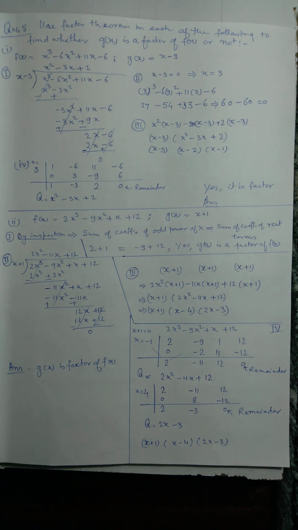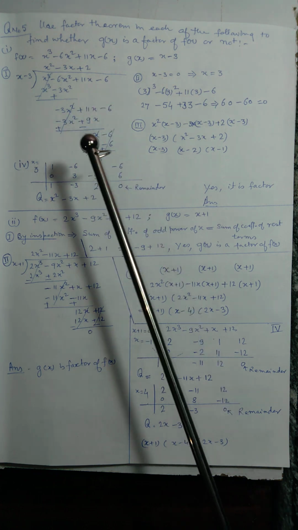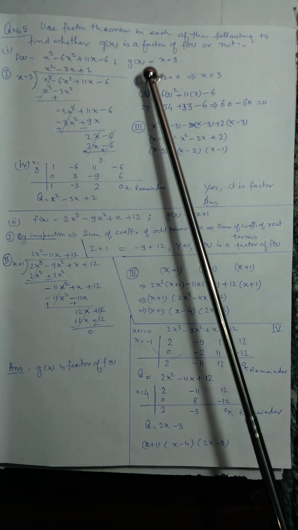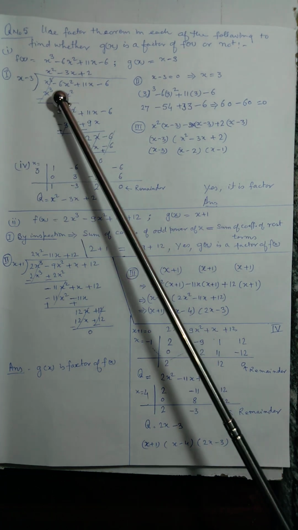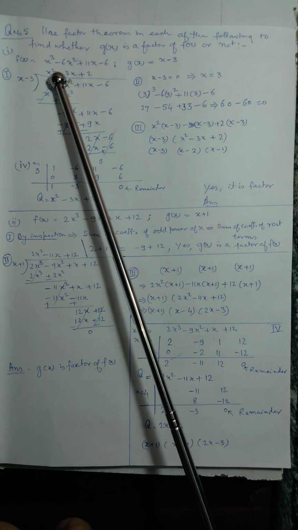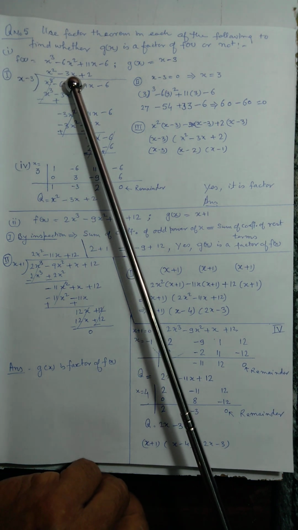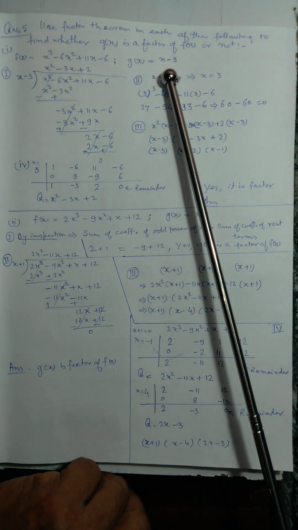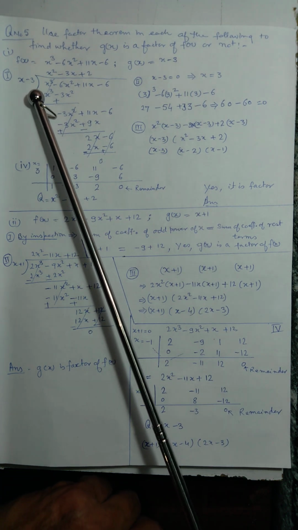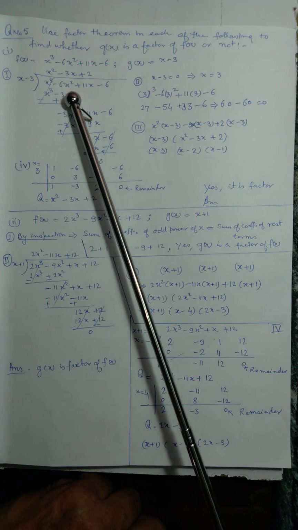Now let us start ICSE class 10th mathematics, factor theorem and factorization, exercise 7, chapter 7, from question number 5 onward. Use the factor theorem. f(x) is given, that is x cube minus 6x square plus 11x minus 6, and g(x) is x minus 3. Here we have to use the first method, that is the simple division method.